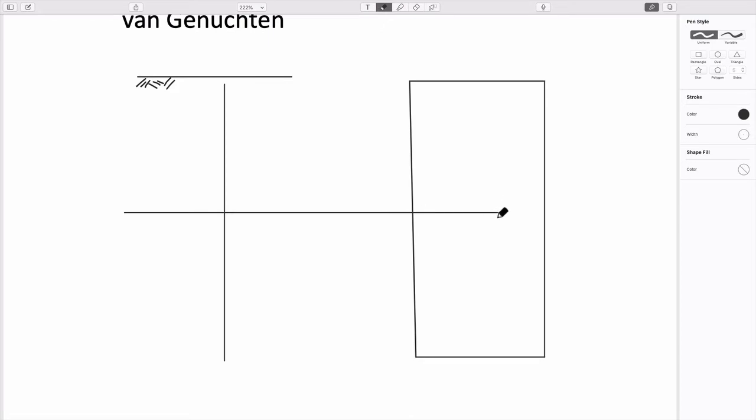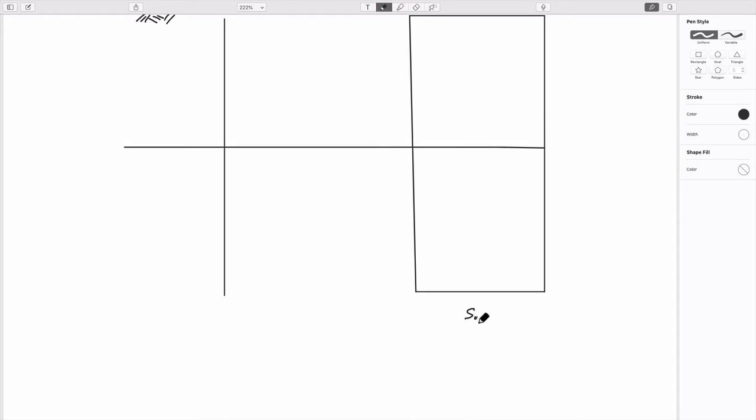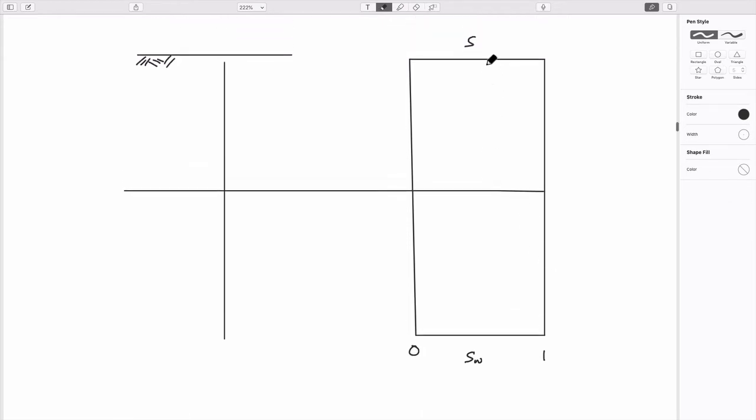If I can do it properly. And so this is going to be, I'll do it on the bottom first. It's going to be saturation of water between 0 and 1. And same on top. I guess saturation of the non-wetting, I suppose we could do in the opposite direction from 0 to 1. And this will be capillary pressure here.